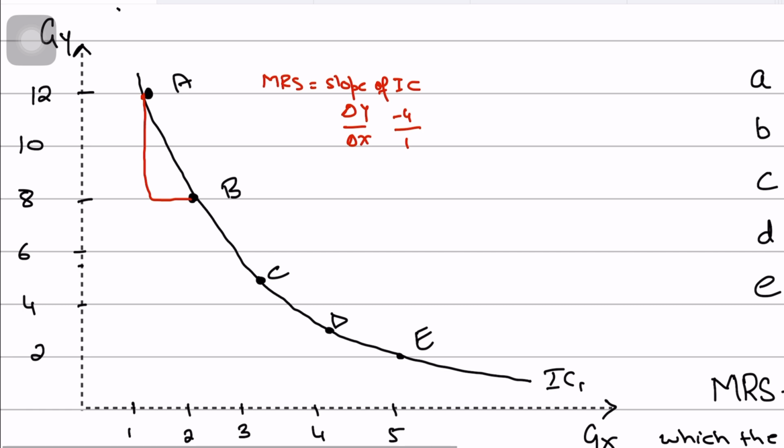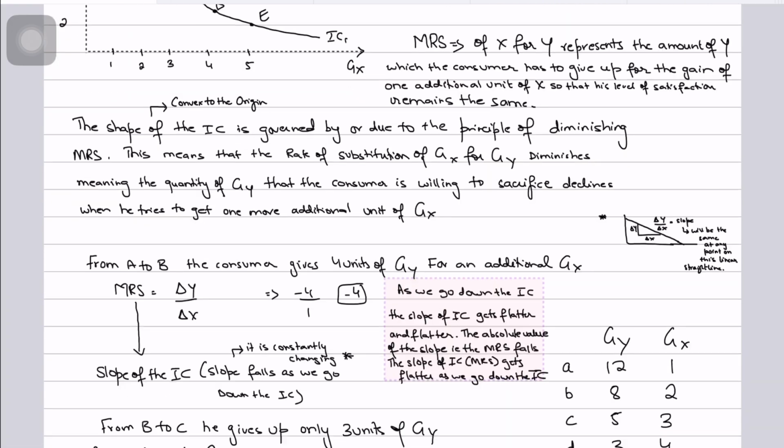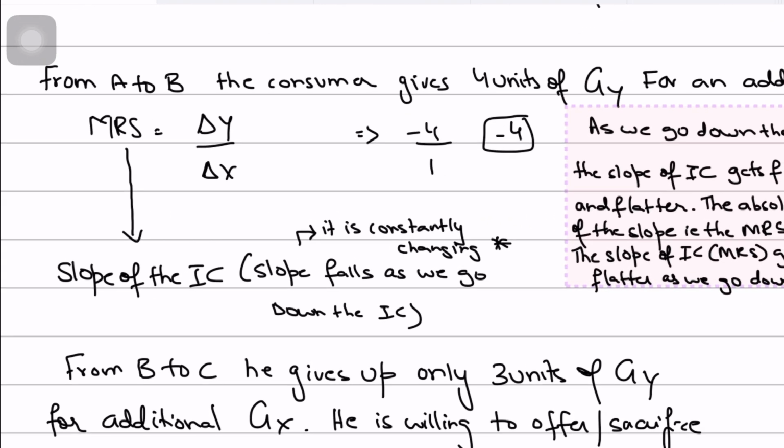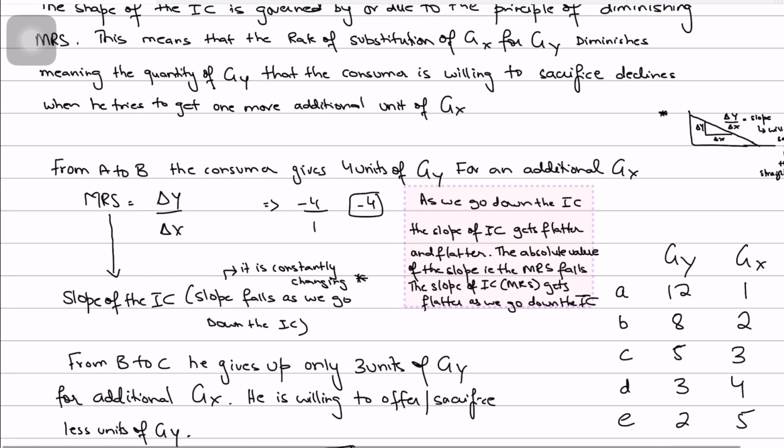consumes, and the bundle that he consumes at B has one more x but 4 less y. So obviously the satisfaction is the same at B as it is at A, and that makes it indifferent, and so the MRS is 4. So it represents that we are giving up 4 units of y for 1 unit of x such that our satisfaction remains the same. Okay, I have written this here as well. MRS is change in y over change in x, exactly this is written. From A to B the consumer gives up 4 units of y for an additional unit of good x.